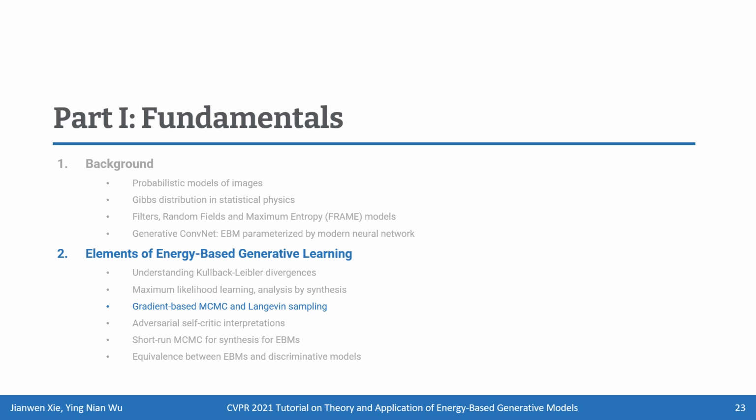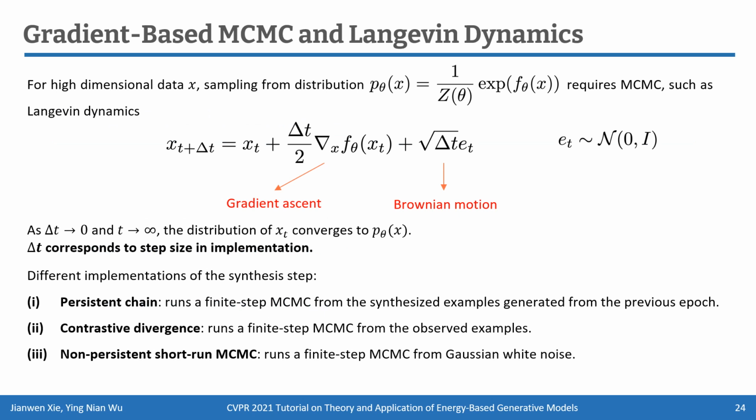Now, we shall study Langevin dynamics, which is a gradient-based MCMC method that is important and useful to compute the gradient of the log likelihood. For high-dimensional data x, sampling from the distribution P of x, which is in the form of an energy-based model, requires MCMC, such as Langevin dynamics.